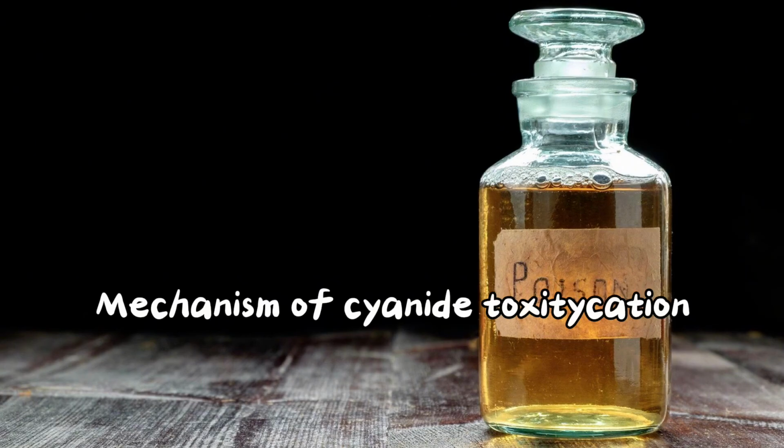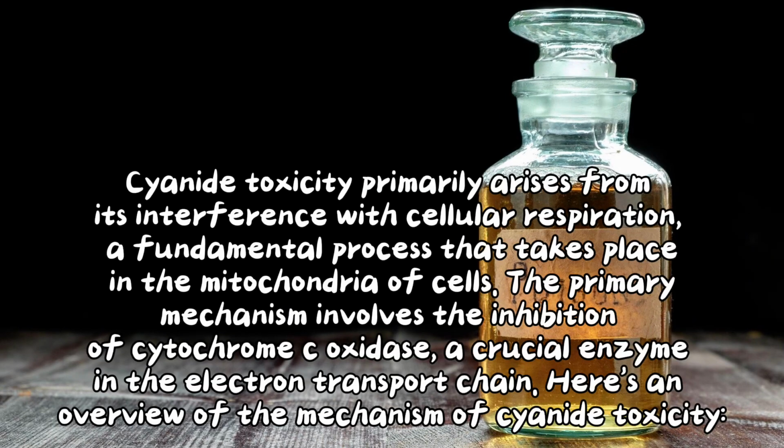Mechanism of cyanide toxicity. Cyanide toxicity primarily arises from its interference with cellular respiration, a fundamental process that takes place in the mitochondria of cells. The primary mechanism involves the inhibition of cytochrome c oxidase, a crucial enzyme in the electron transport chain. Here's an overview of the mechanism of cyanide toxicity.